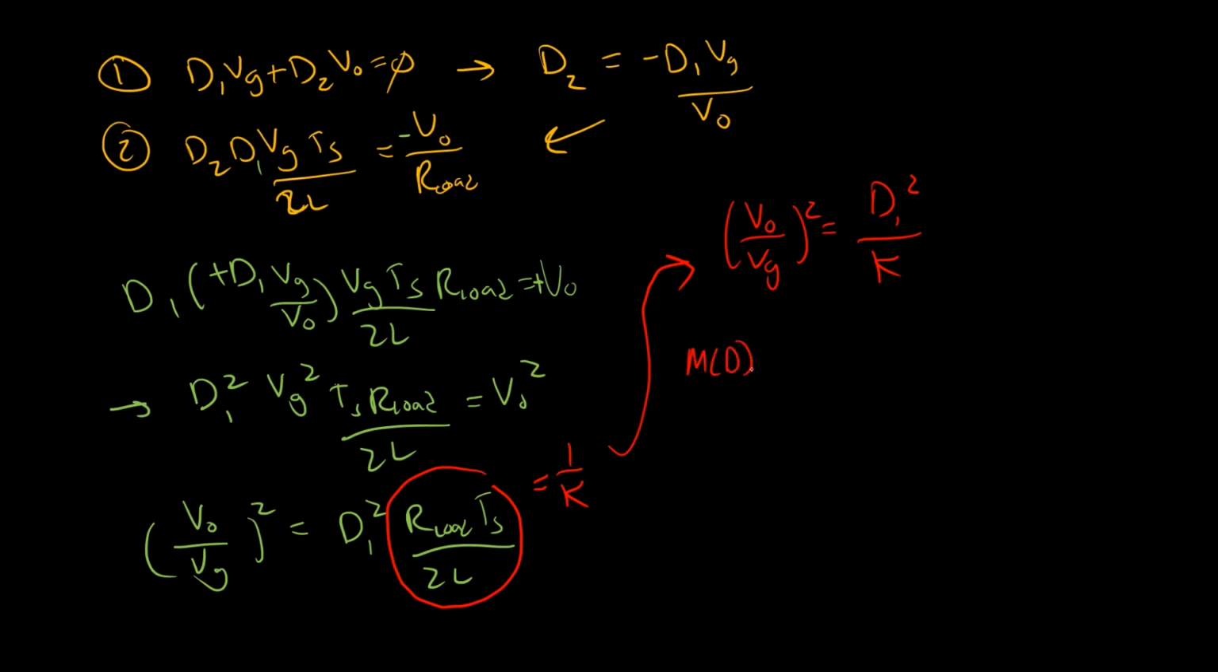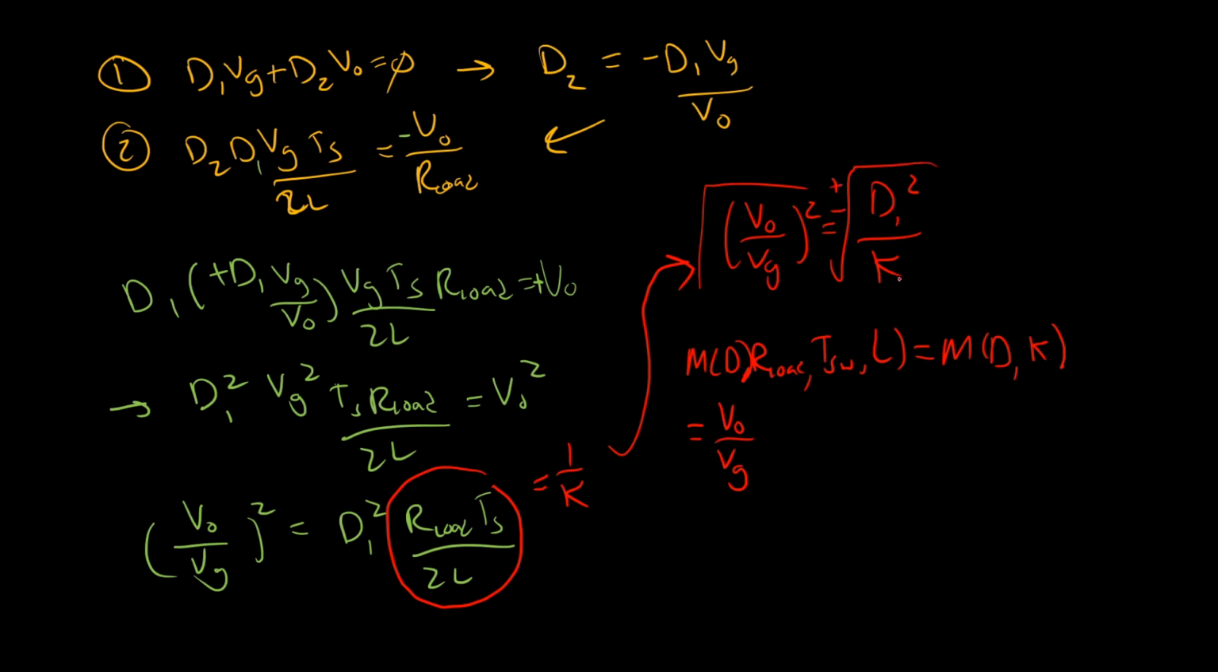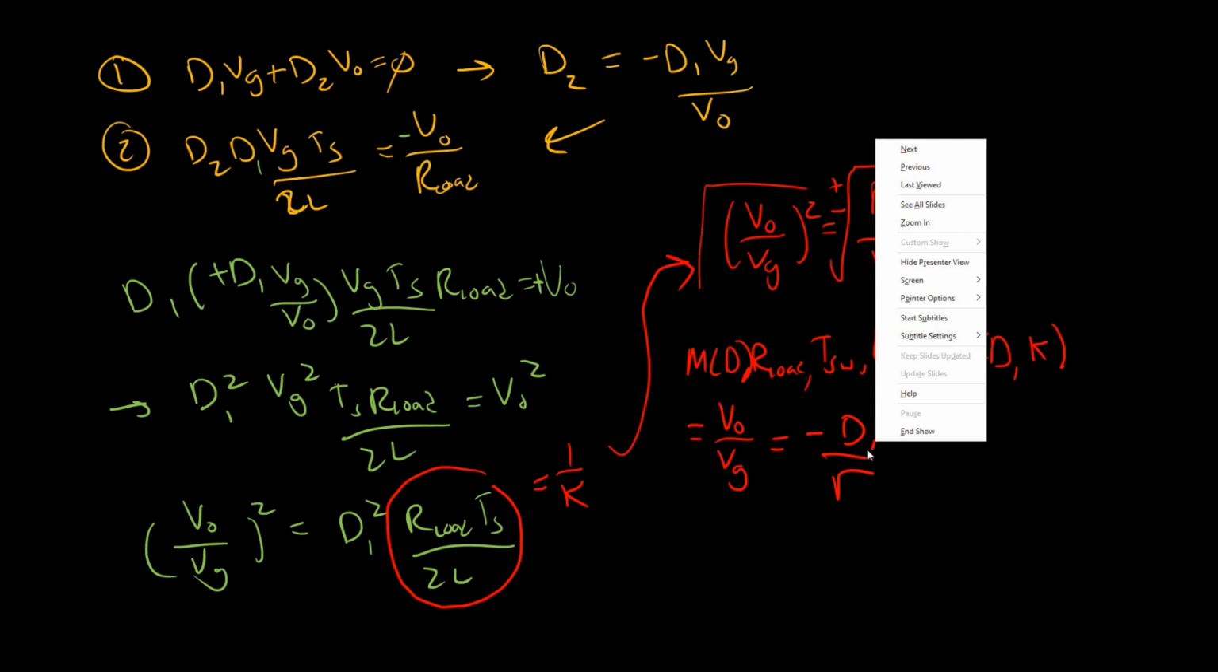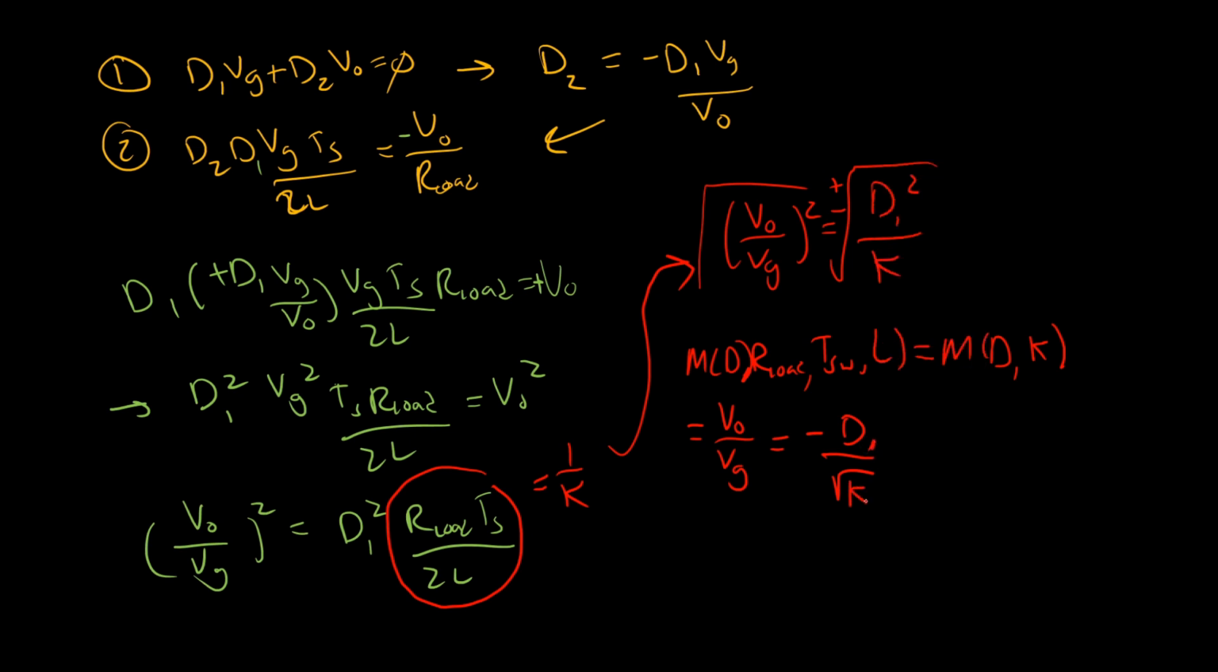m of d, well in this case it's actually m of d, r load, ts, and l, all these things, right? Maybe you could say m of dk, I'll just write it out explicitly. And then now simplify it like this. It's equal to V over Vg. And what we're going to do is take roots of both sides. And this results in a positive and a negative solution. And we know because this is an inverting buck boost, the output voltage should be negative, so we take the negative solution. So V out over Vg is equal to minus d over root d1, minus d1 over root k.